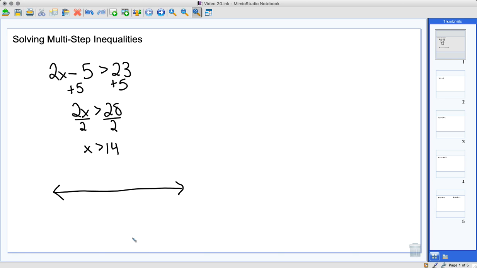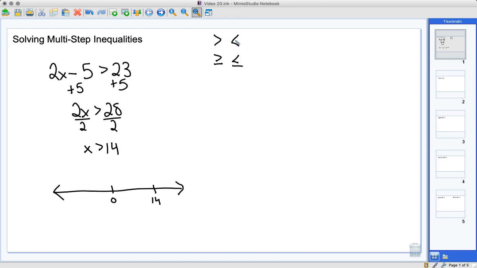Okay, so the two numbers that I want you to put on your number line are 0. So I always put 0 on there. And then the number that you get for your answer. So you get 14. Okay. Now you guys all know you've got greater than and less than, and then you have greater than or equal to or less than or equal to. Okay, there are specific things that both of these tell us.